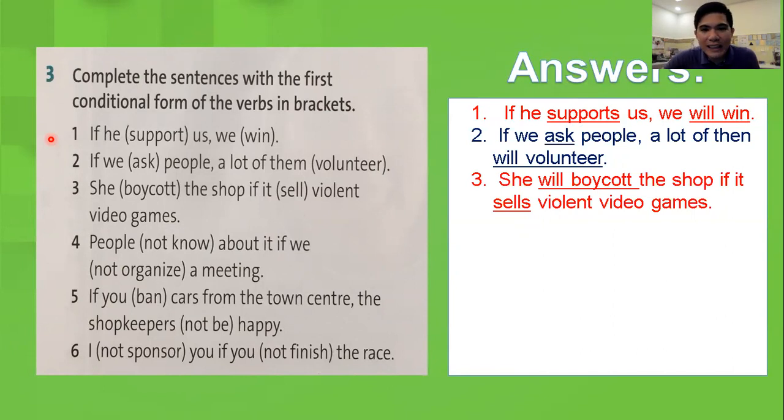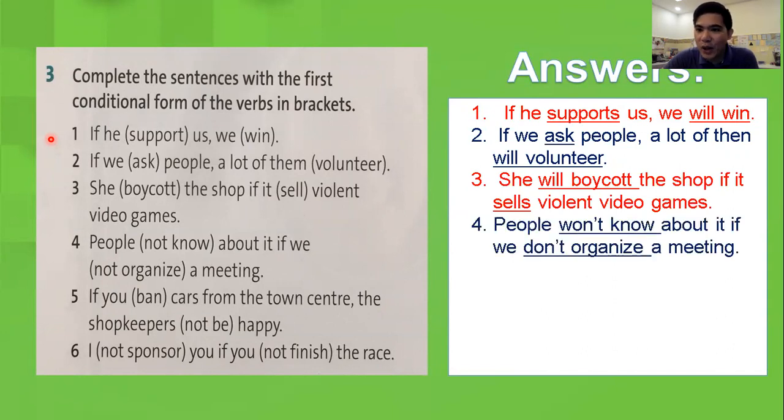So people not know. This time, it's a negative. We use will or won't. Yes, people won't know if we don't organize. We use don't, because we are in the present simple. For the negative result, won't know. And for the negative verb in the situation, don't organize. Take note of that.